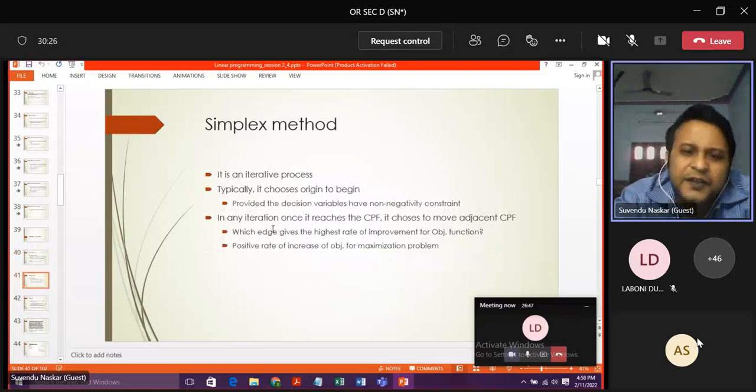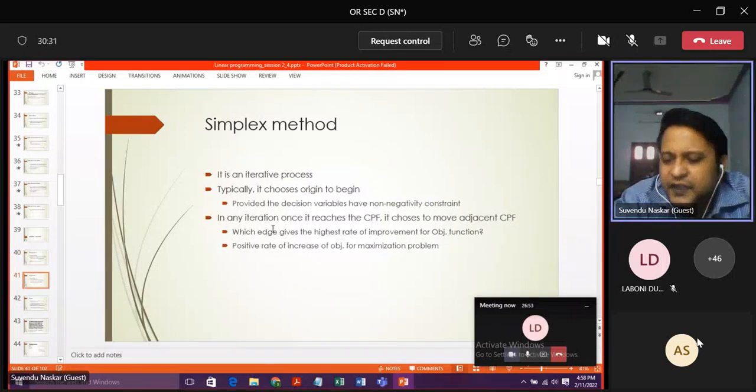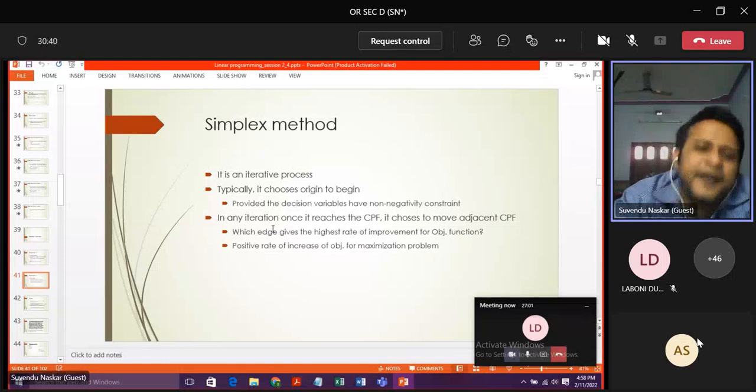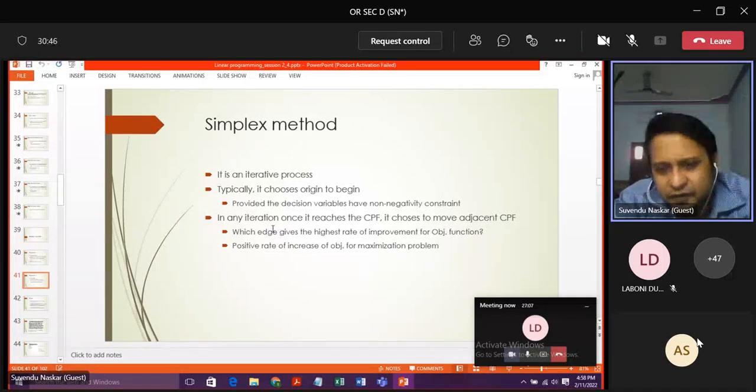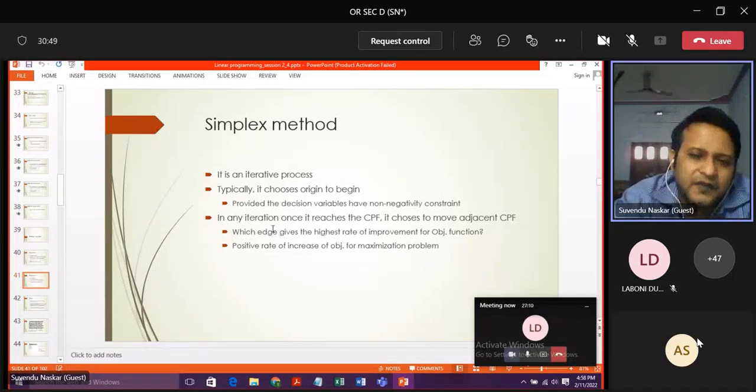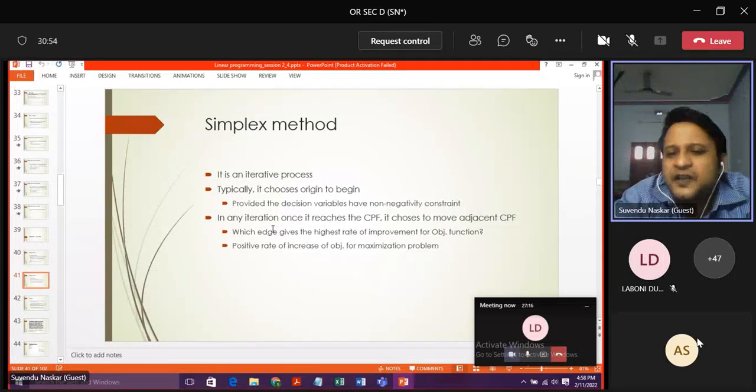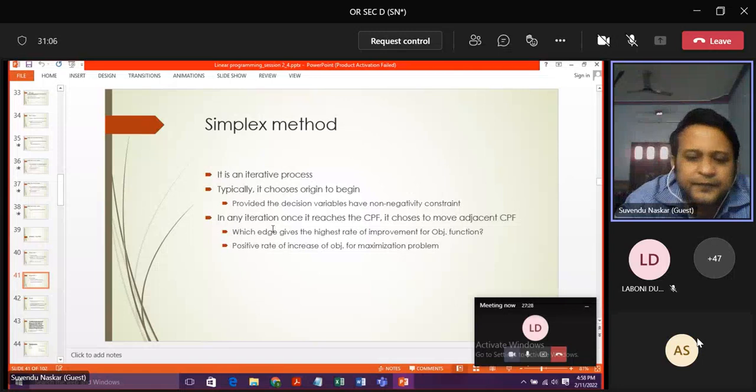It's an iterative process. Typically it chooses the origin to begin, provided the decision variables have a non-negativity constraint. If they do not have a non-negativity constraint, we will do some kind of algebraic transformation, defining a new variable to make it non-negative, which is pretty much straightforward. In any iteration, once it reaches a CPF, it chooses to move to an adjacent CPF. Now, as I was saying, which edge to decide? Basically, the positive rate of increase of the objective function for a maximization problem. For minimization, that is exactly the opposite.